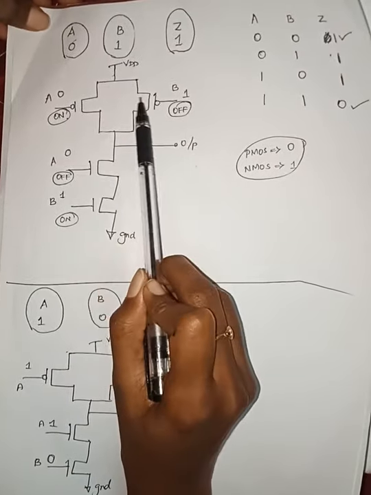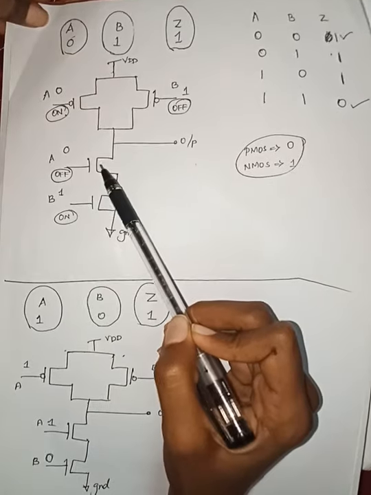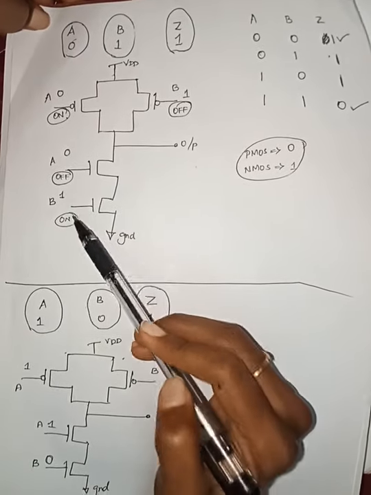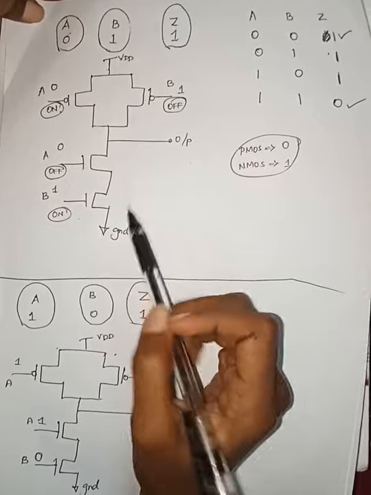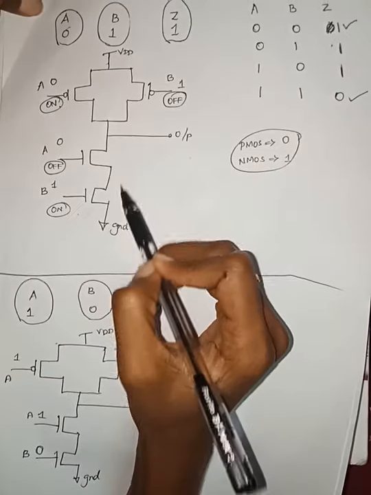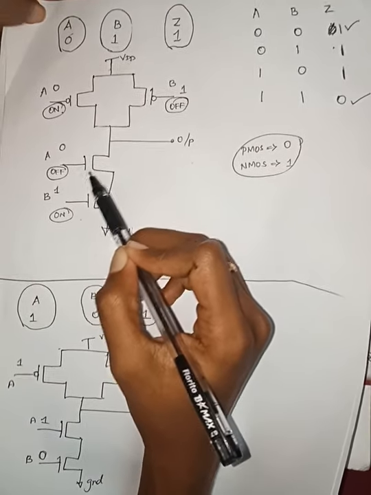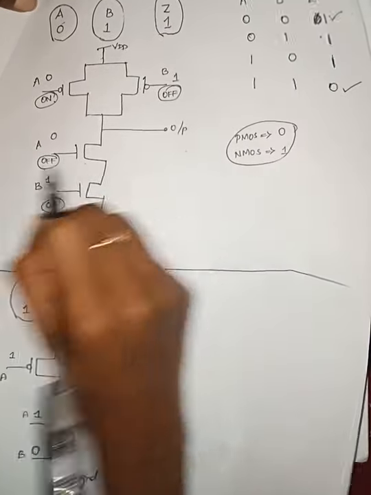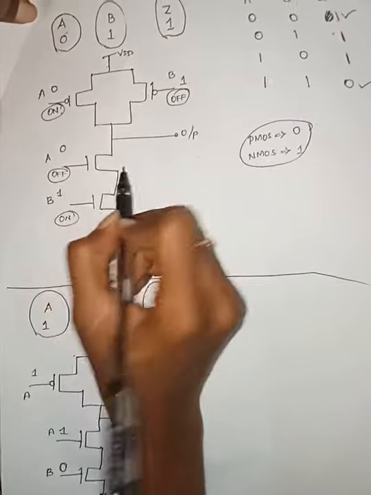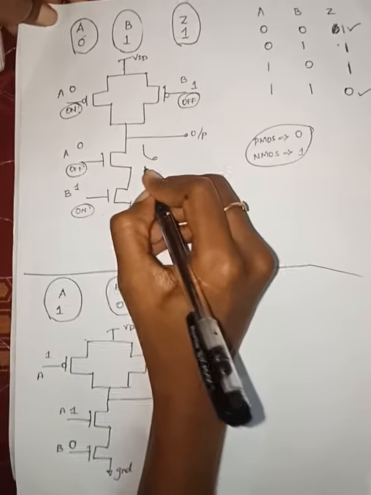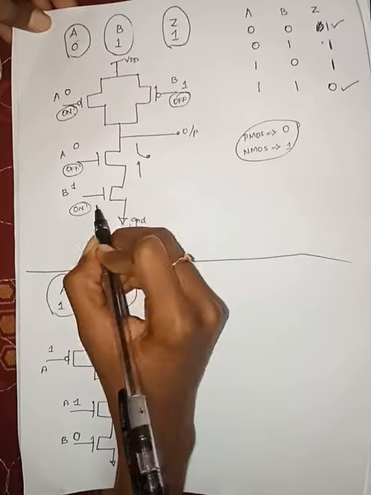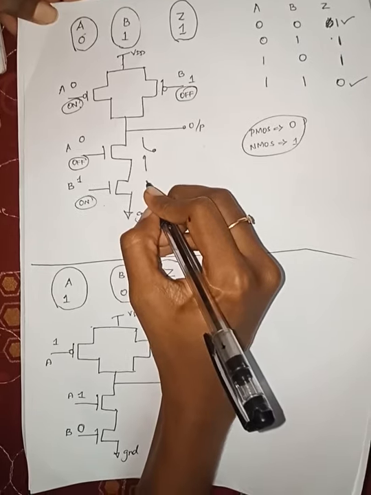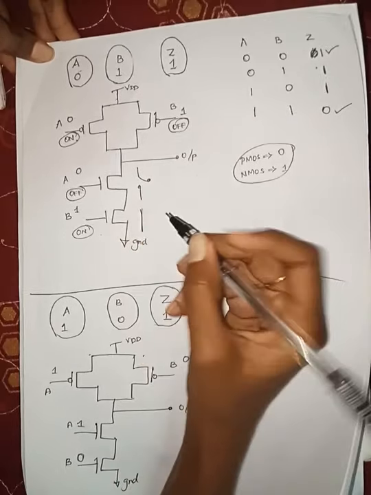As PMOS is connected in parallel combination and NMOS is connected in series combination, there will be some difference in how this NMOS transistor passes signal. We will see that this NMOS transistor is off, so it is open circuited. This NMOS transistor is on, so it is short circuited.